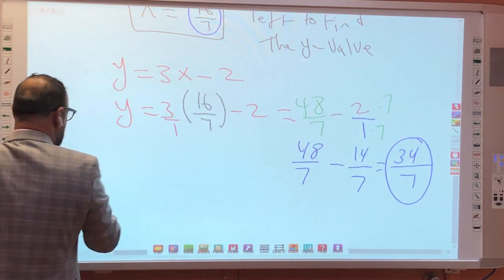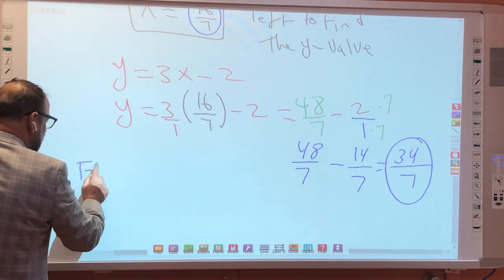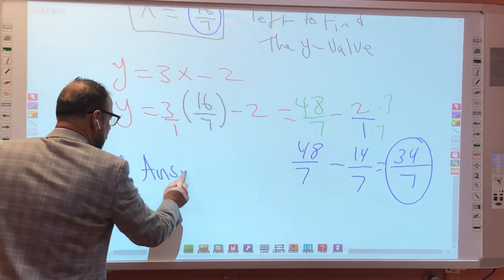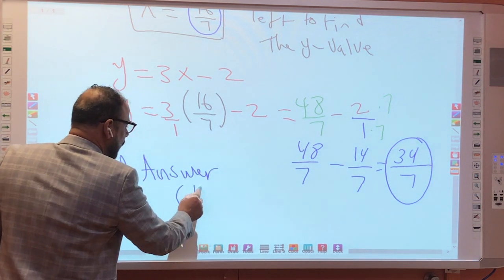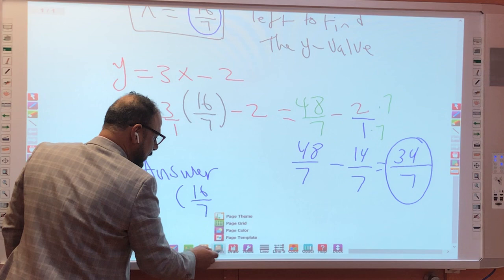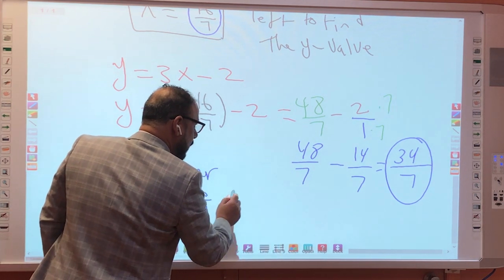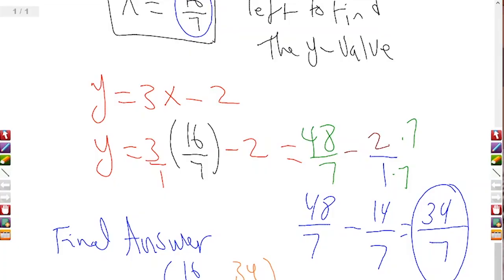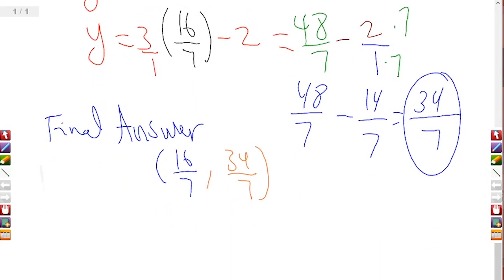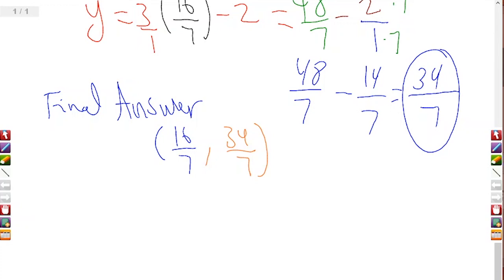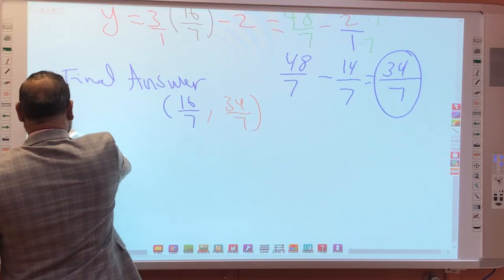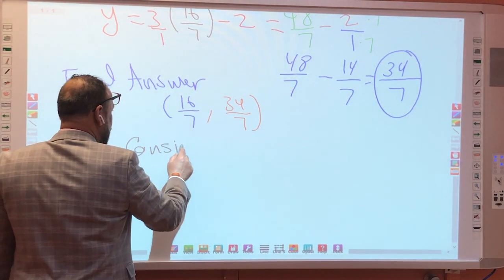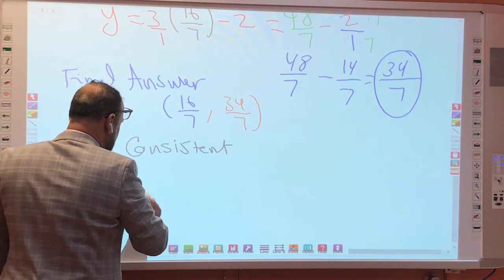Then I have x and y. My final answer is x is 16 over 7, y is 34 over 7. If you remember from last time, what type of solution do we have? What do we name this solution? Remember, when we have one solution, we call it consistent, or independent.